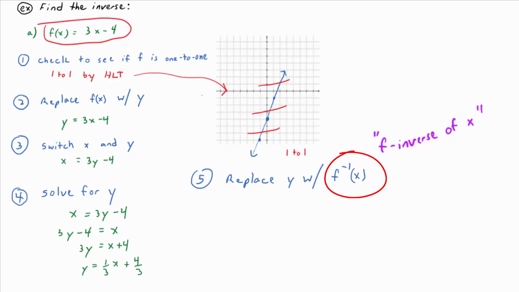And so you get f inverse of x is equal to the 1/3 x. Whoops, I was doing this part in green, so let me be consistent with that. So for this problem, you get f inverse of x is equal to 1/3 x plus 4/3. And that's your answer.